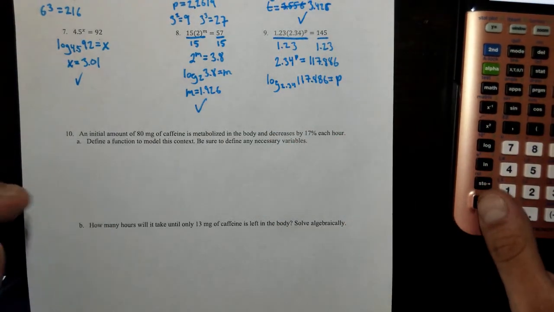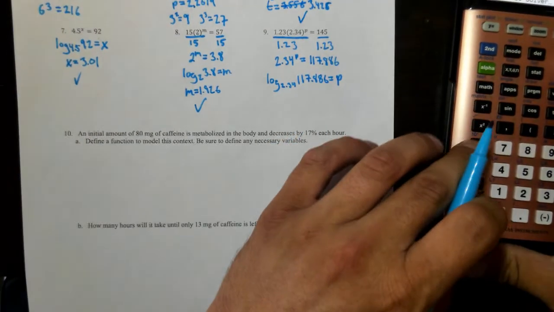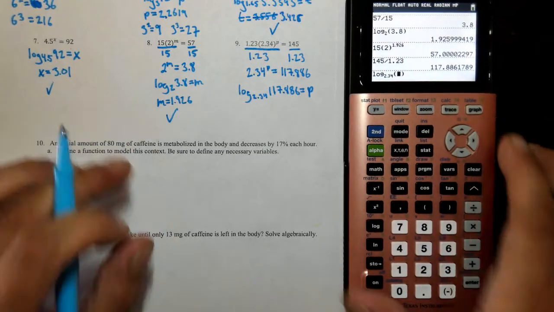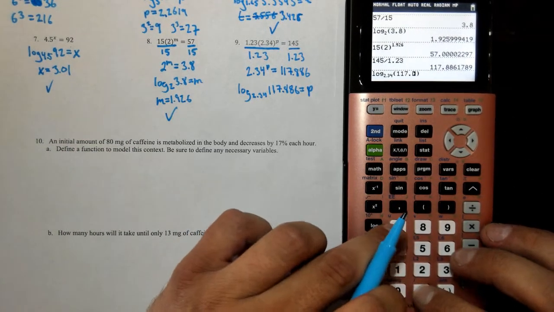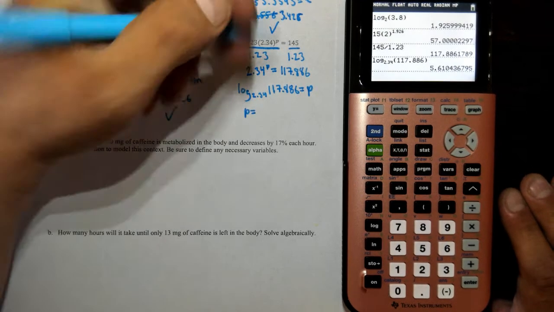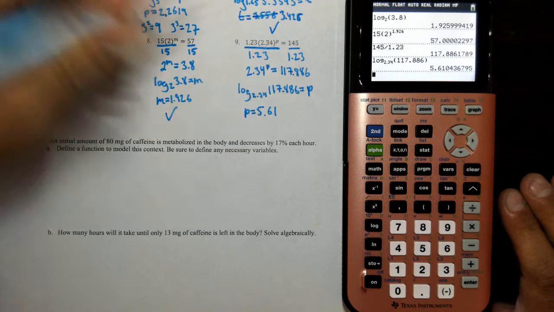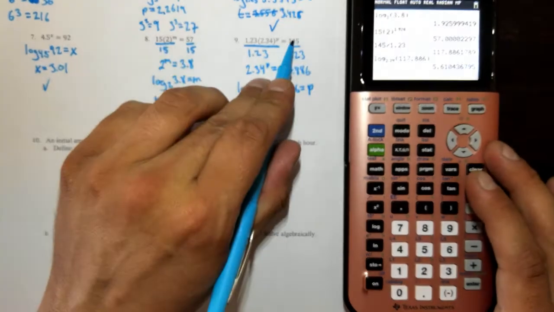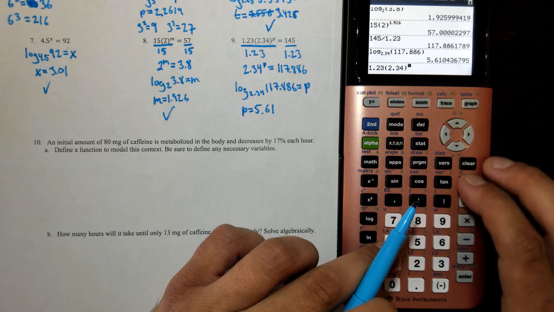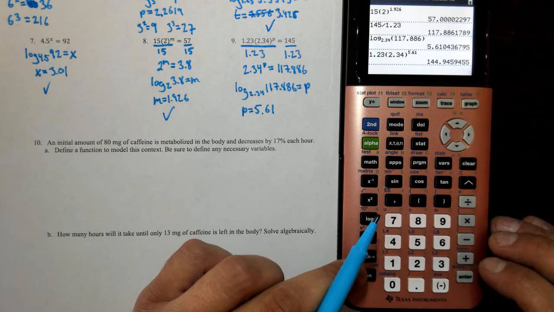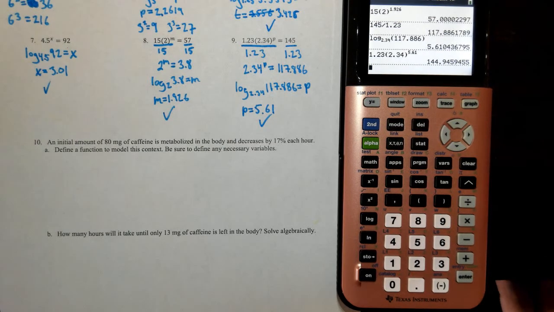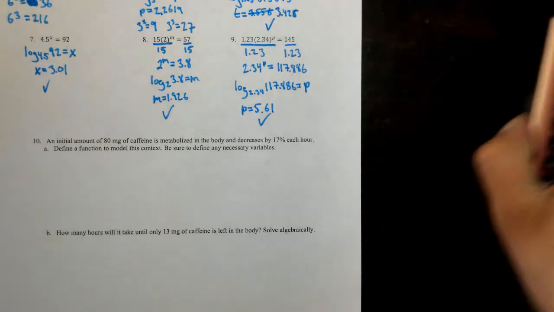And let's see here. Putting it into our calculator. We get p is roughly 5.61. So plugging that back in, let's see if we get something close to 145. There we have it, very close to 145. So we're good. Cool.